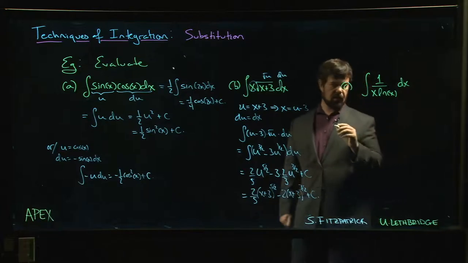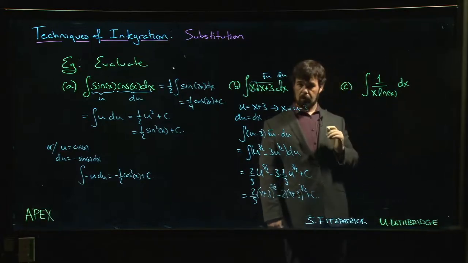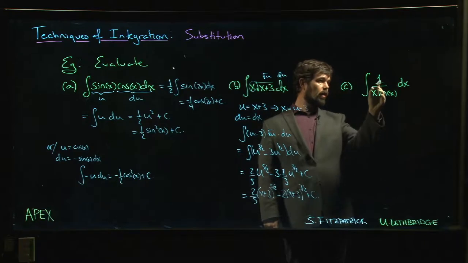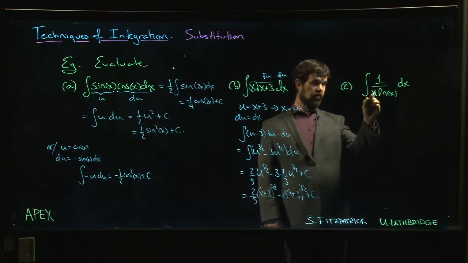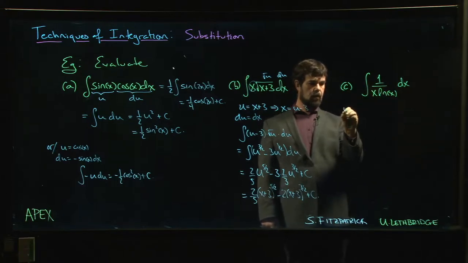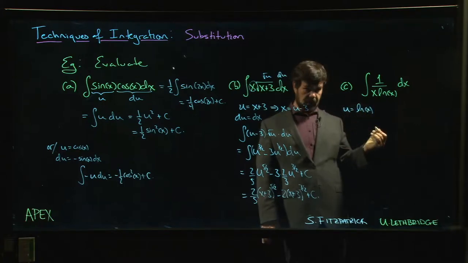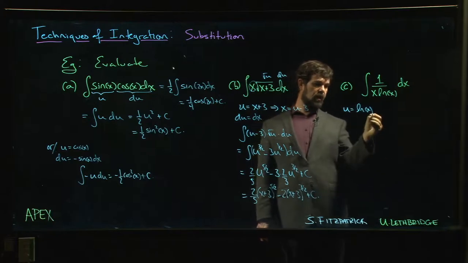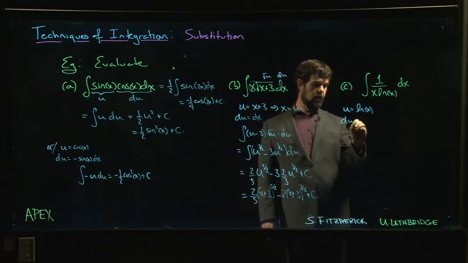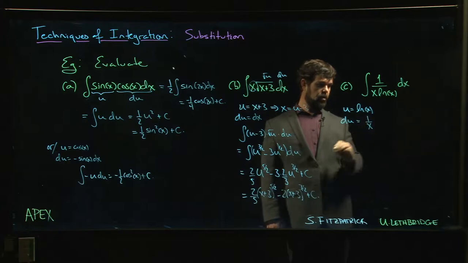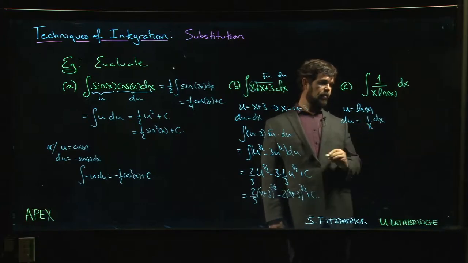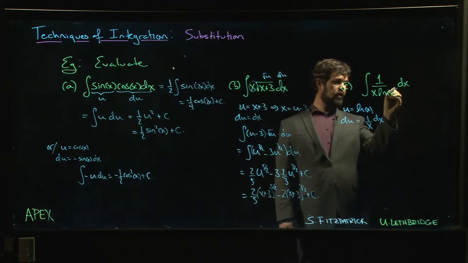What do we know about the derivative of the natural log? The derivative of the natural log is 1 over x. I have 1 over x, right? So once I see that, I see, oh yeah, I have this function here. Its derivative is there. That says, why don't we just try substituting it, and we'll see what happens. So if I let u be the natural log of x, then du is 1 over x times dx. So that means that this bit here is u.